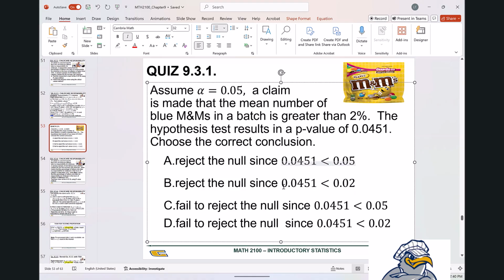So don't be confused by these things. And also the logic here is not right: 0.0451 is not less than 0.02 here. And this one is good, but this one is wrong. When the p-value is less than the significance level, then you reject. So the choice will be A.